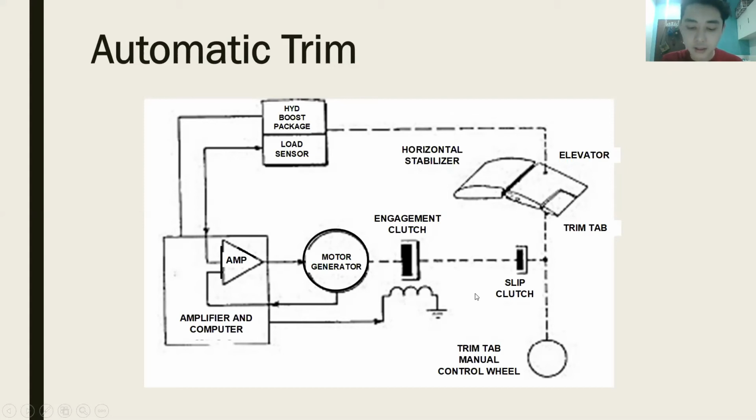The engagement clutch engages when the automatic flight control system is operating and the automatic trim is functioning properly. The function of the slip clutch here is to allow the pilot to override the automatic trim in case a malfunction occurs. Most automatic flight control systems use auto trim in the pitch channel. However, it can also be used for yaw and roll.